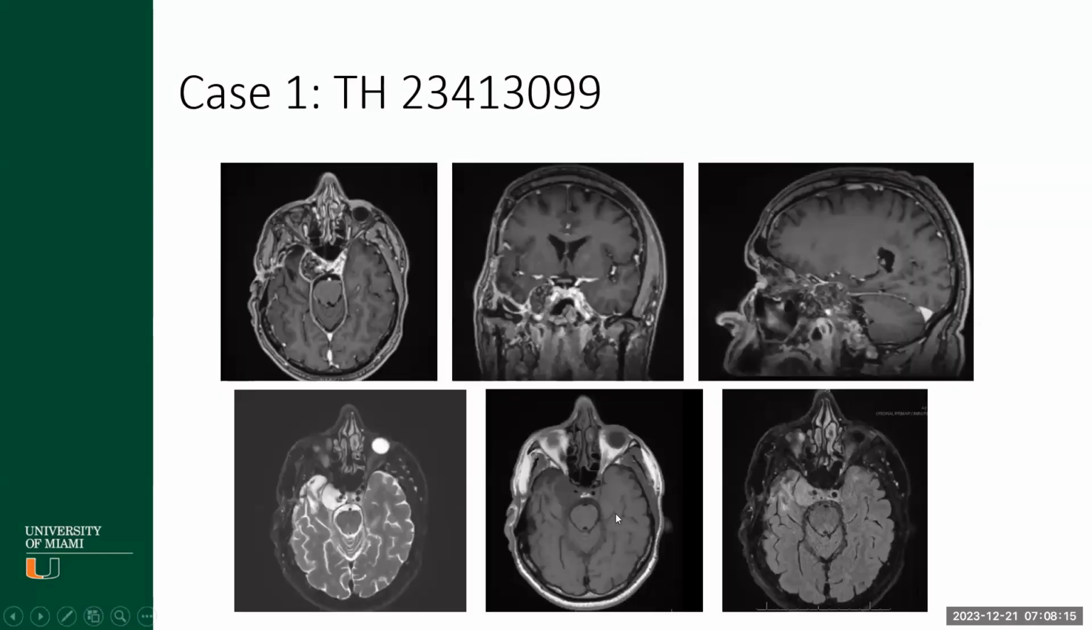These are just some more cuts of the same tumor. You can see contrast enhancement heterogeneously into that anterior pole of the right temporal lobe. Does it look intra or extra axial to you?